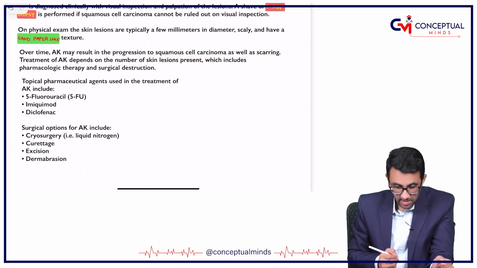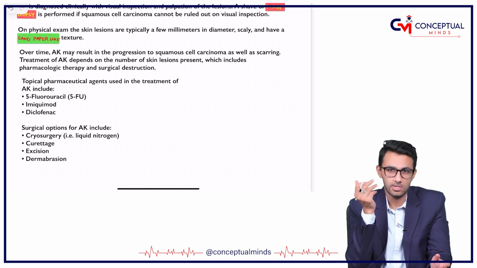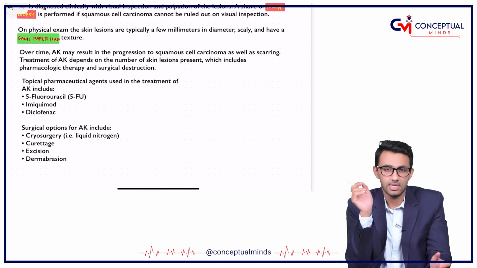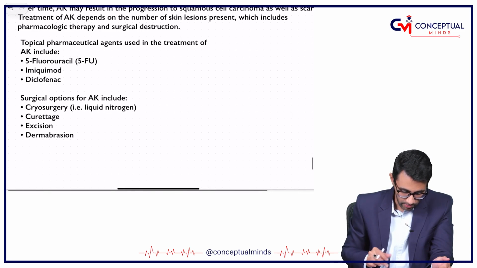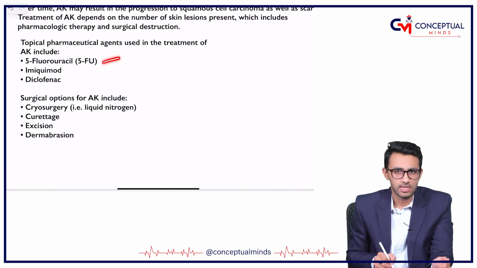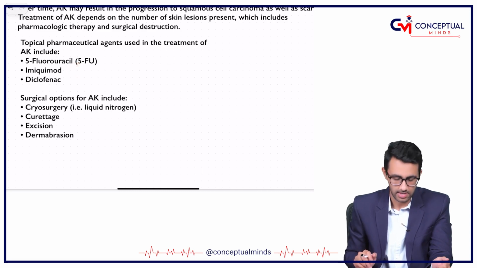Treatment has a very broad range. It would depend first on the presentation of the patient, and second on how much it has progressed. That is taken into consideration when providing treatment. What can we do? 5-fluorouracil is one thing we can do. Imiquimod and diclofenac can be given.